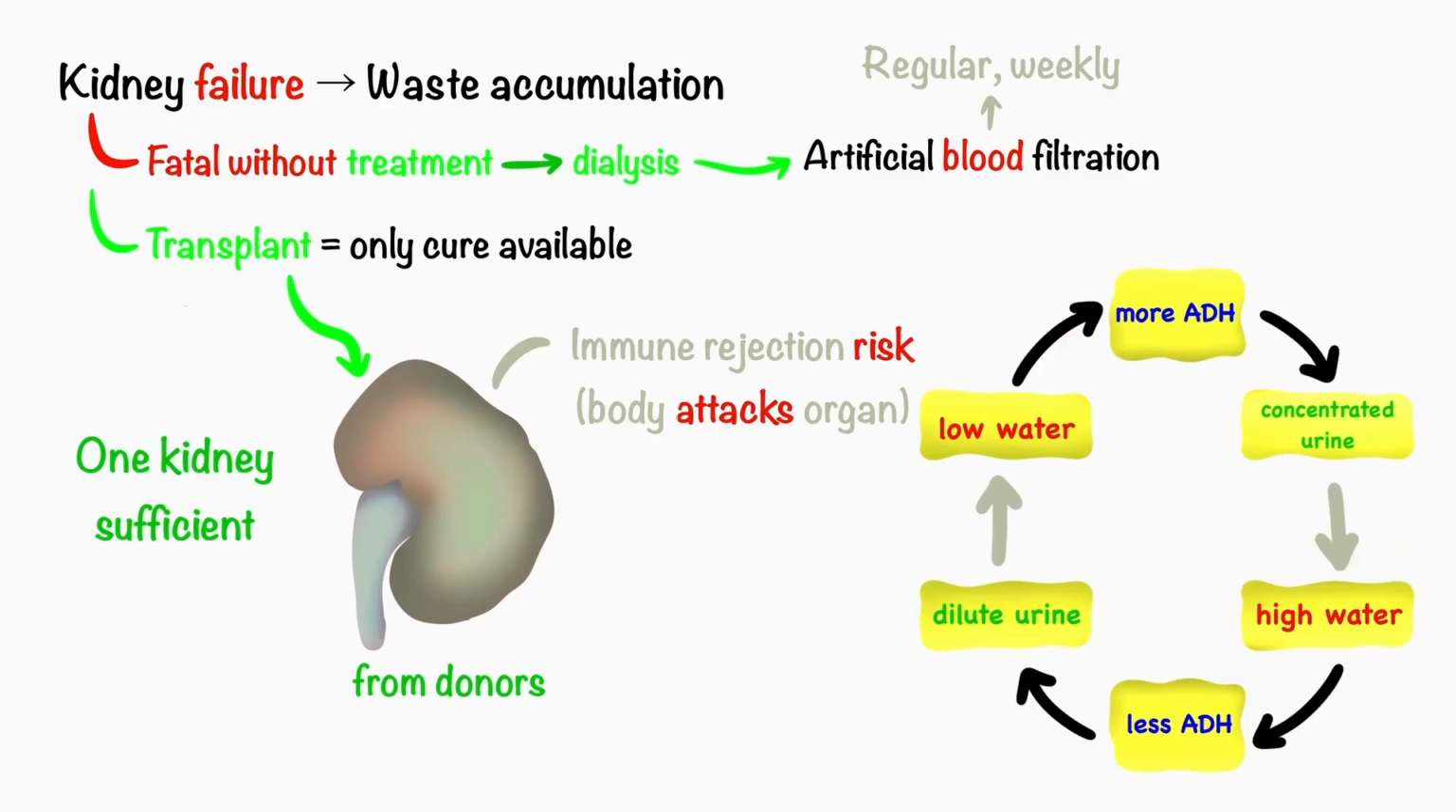Understanding how the kidneys maintain water and nitrogen balance helps us appreciate the complex systems that keep our bodies functioning properly. These remarkable organs work continuously behind the scenes, filtering our blood about 60 times each day and producing about 1 to 2 liters of urine.